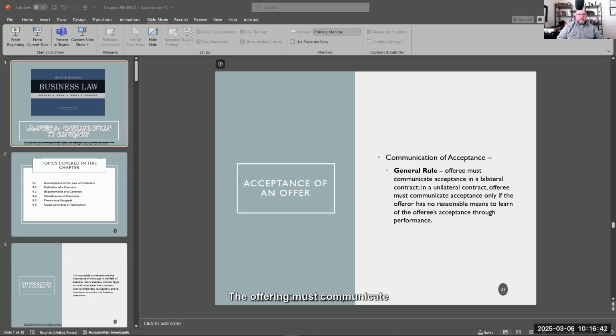The offeree must communicate acceptance in a bilateral contract, but in a unilateral one, they just begin to perform, and that is normally enough for the courts. The exception is if the offeror has no reasonable means to learn of the offeree's acceptance through performance. They must communicate it if there's not a way for the offeror to see it. Like, hey, I've quit. Where's my $500?